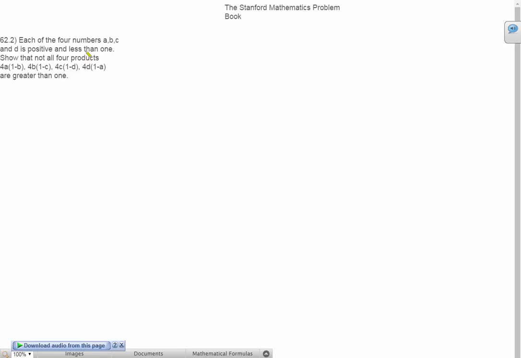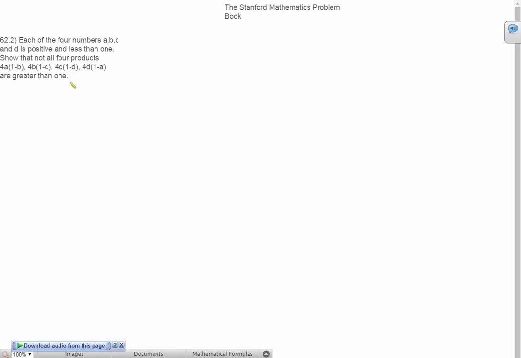It's question number 62.2 and the question states each of the four numbers a, b, c and d is positive and less than 1. Show that not all four products 4a times 1 minus b, 4b times 1 minus c, 4c times 1 minus d and 4d times 1 minus a are greater than 1.